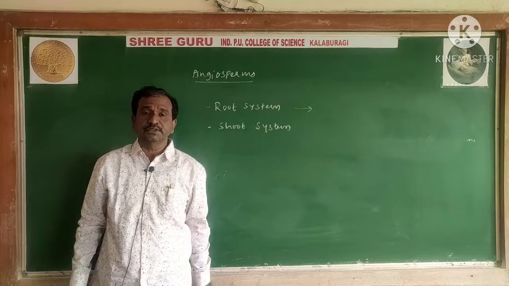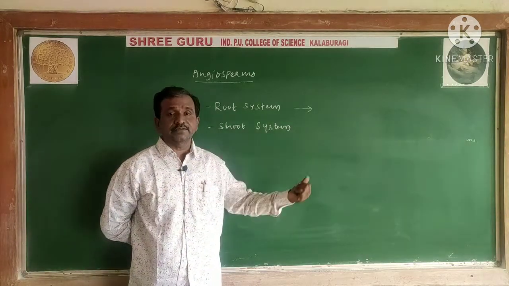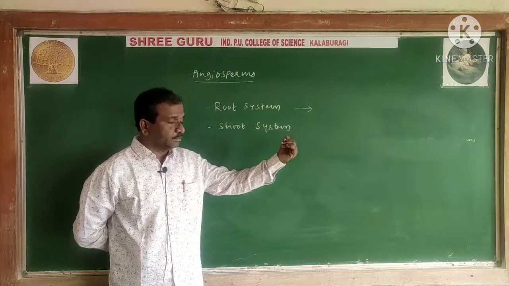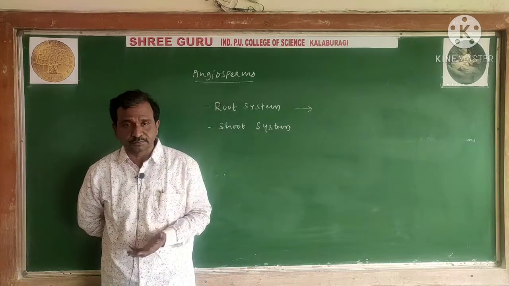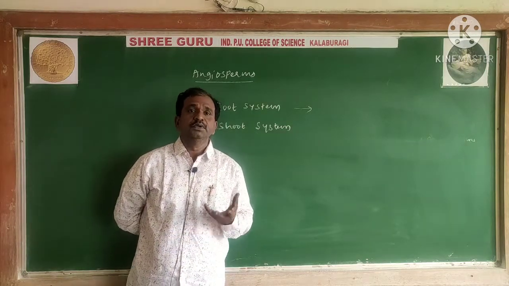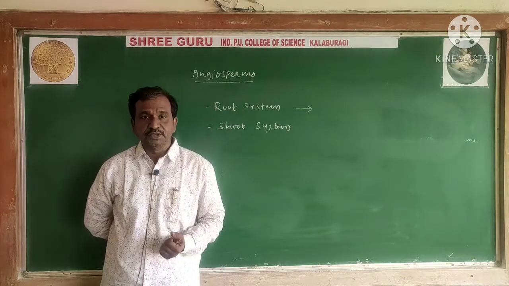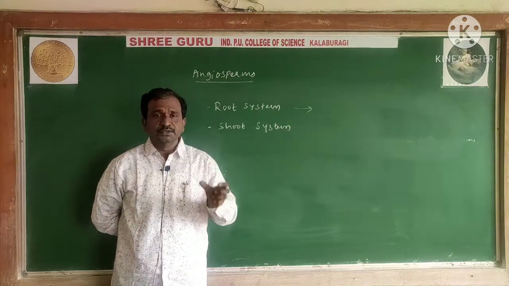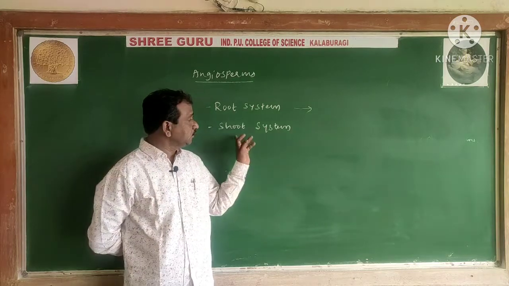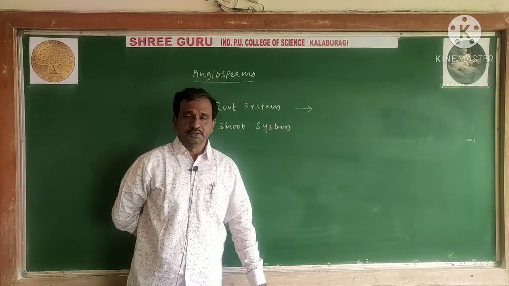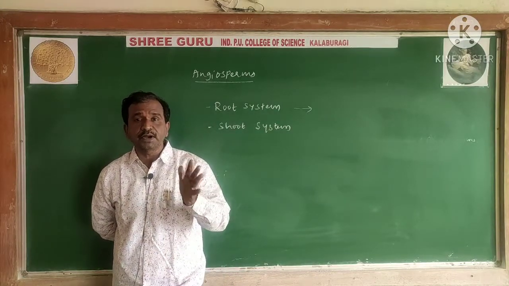Shoot system means whatever parts are normally found above the soil are considered the shoot system. That is, the stem, leaves, branches, flowers, fruits and seeds are all considered the shoot system. So what is the meaning of angiosperms? You can see that these are considered flowering plants.